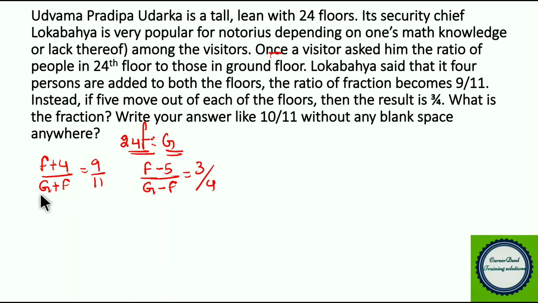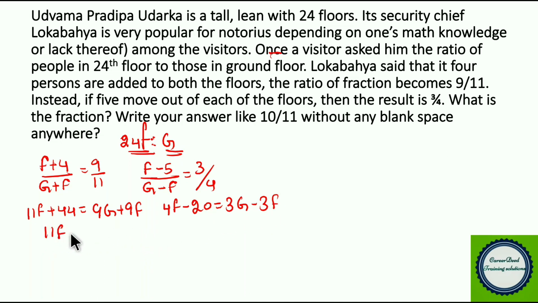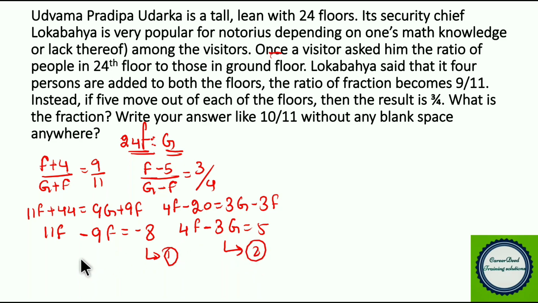Now cross multiply. While cross multiplying, you get 11F plus 44 equal to 9G plus 9F. And here it is 4F minus 20 equal to 3G minus 3F. While solving, you get 2F minus 9G equal to minus 44 and 7F minus 3G equal to 20. So you totally have two linear equations, right? Now when you solve these two linear equations, definitely you will get the value of F.